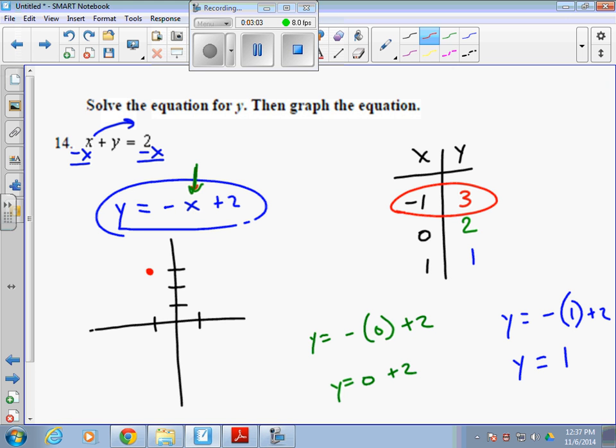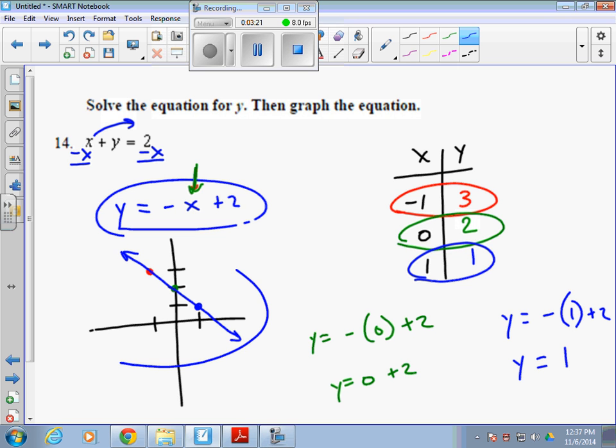There's your first point. The next one, 0, 2, you're not going to go left or right at all. You're going to go up 2. There's your second point. And the third one, 1, 1, you're going to go to the right 1, and you're going to go up 1. There's your third point. You have 3 points. You can draw a straight line through the 3, and that's how your graph should look for number 14. So that's it solved for y, and there's the graph that accompanies it.